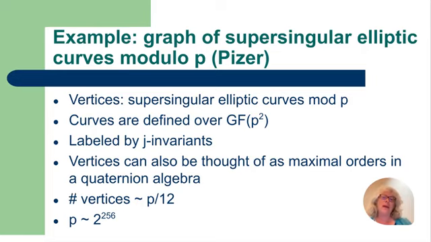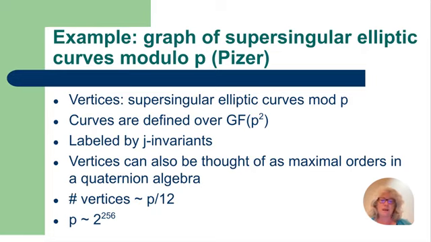We know from the Eichler class number formula that the number of vertices in the graph is roughly p over 12. In our initial proposal for the cryptographic hash function, we proposed p to be roughly 2 to the 256, so that with square root attacks, you get something like 128 bits of security. So the nodes of the graph, again, are F_p-bar isomorphism classes of supersingular elliptic curves, and the edges will be isogenies, and that's where the isogenies come in.